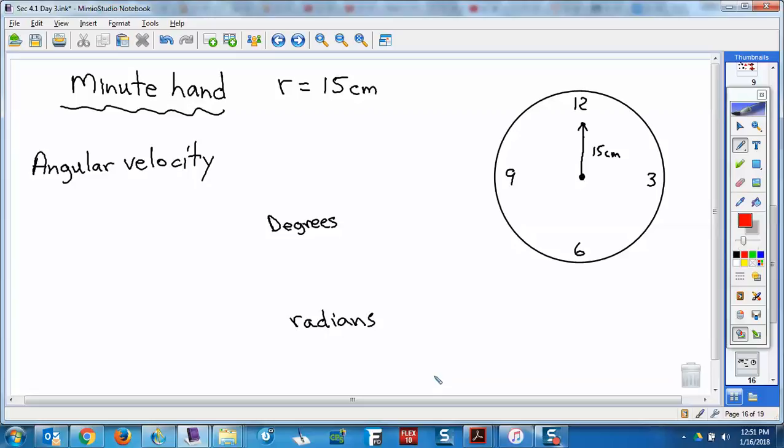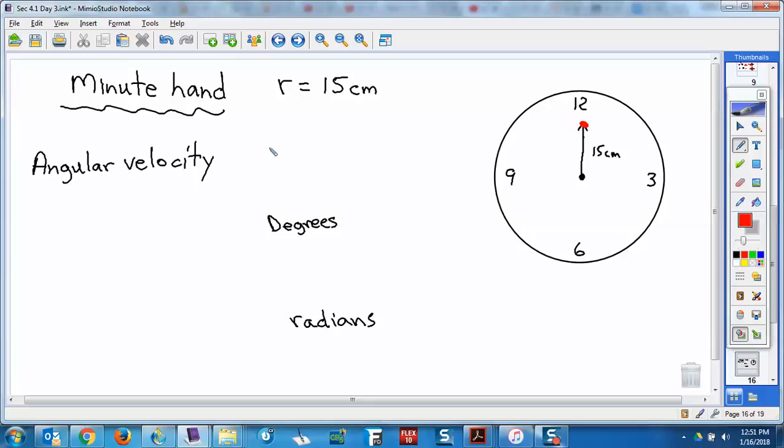Okay. All right. So let's just look at a quick example here. Minute hand on a clock. I just thought, let's find something that moves in a circle. So the minute hand on a clock, moving smoothly, and this particular clock has a 15 centimeter radius. So we're talking about the tip right here of the minute hand. So what is its angular velocity?